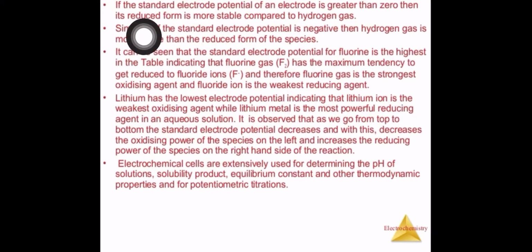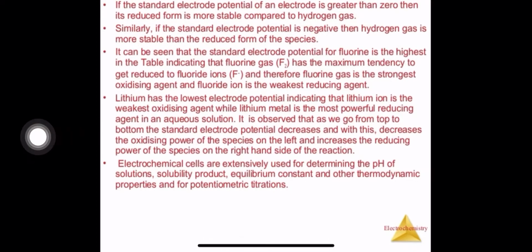Now, if the standard electrode potential is greater than 0, it reduces. So we have two types of potential. It can be more than 0, less than 0, or 0. If it is 0, then it is of hydrogen. But if it is more than 0, then it is going to reduce.